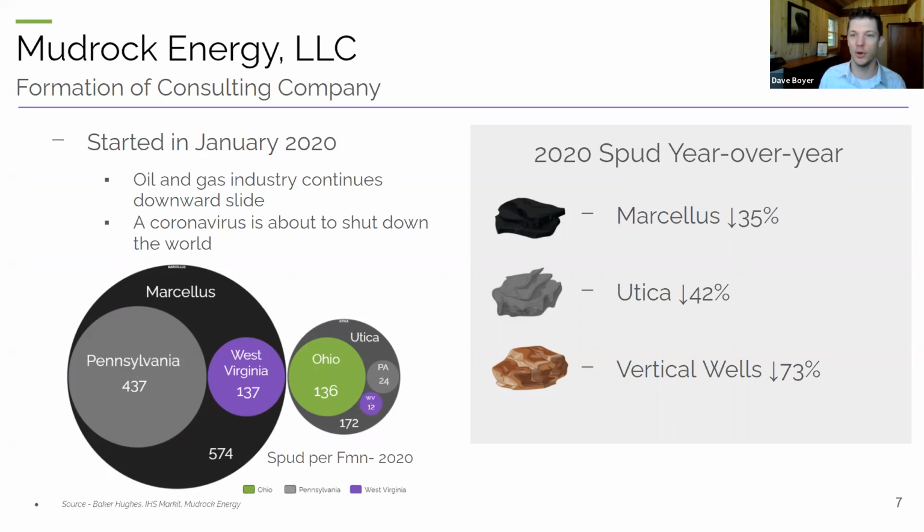If we look at all 2020 overall, the spud, year over year growth, Marcellus was down about a third, Utica was down 40%, and vertical wells were down about 3/4. So activity really slowed down in 2020.